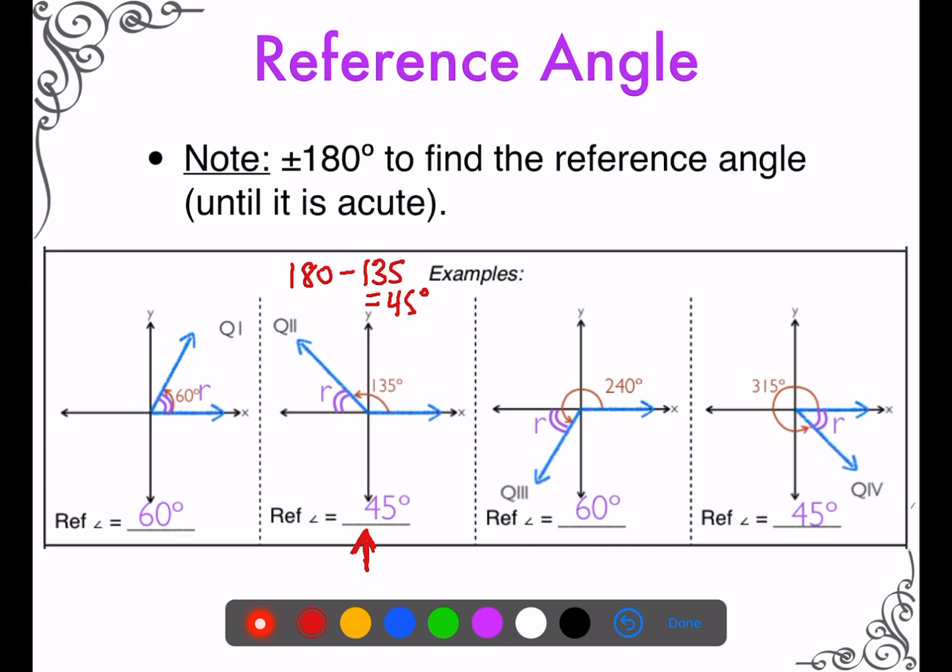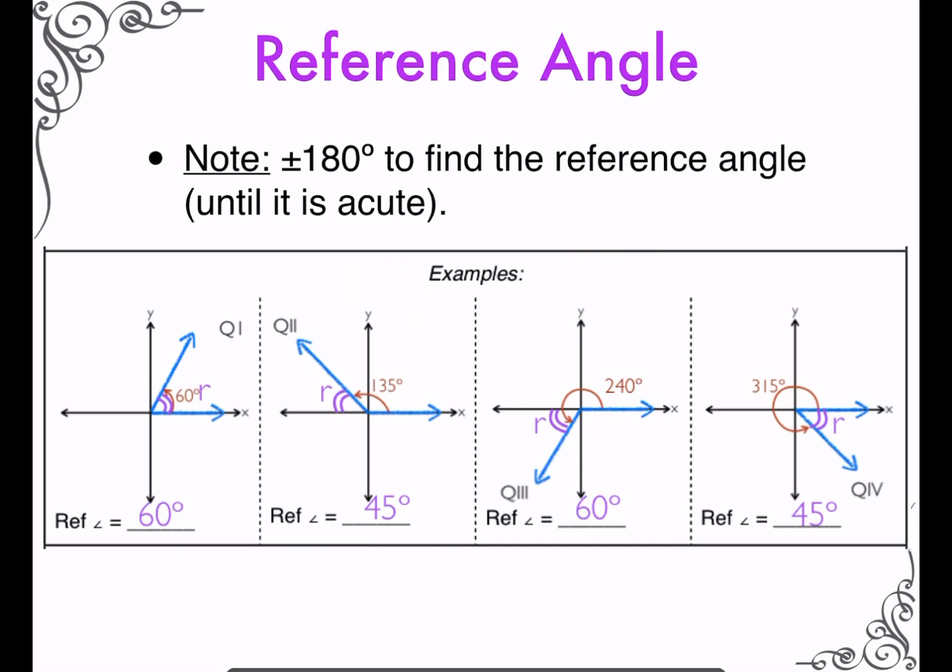45 degrees. For the second non-acute example, that 240 degrees, I could just take 240 and subtract 180 from that. So if the number is bigger than 180, we're going to subtract 180 from it. If the number is less than 180, we're going to subtract that number from 180.